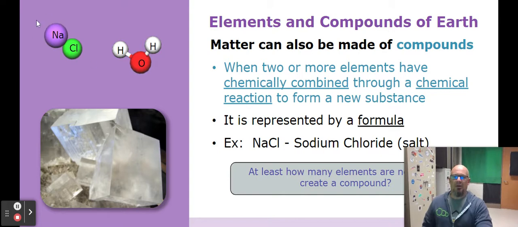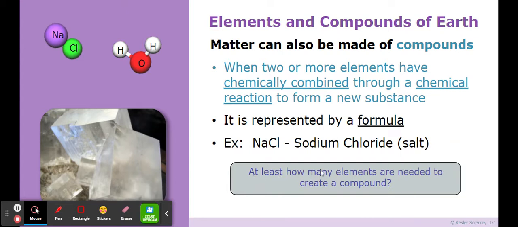You can see up here in the left-hand corner, we've got NaCl showing kind of what the molecule looks like. And we'll talk about that in a minute. But it's when they chemically combine and they form a new substance. And so, for instance, sodium by itself can be deadly. Chloride by itself can be deadly. When you put them together, they form something totally new called table salt.